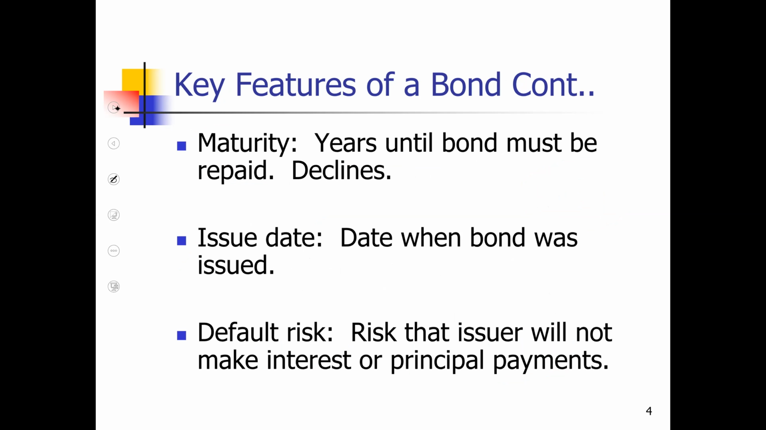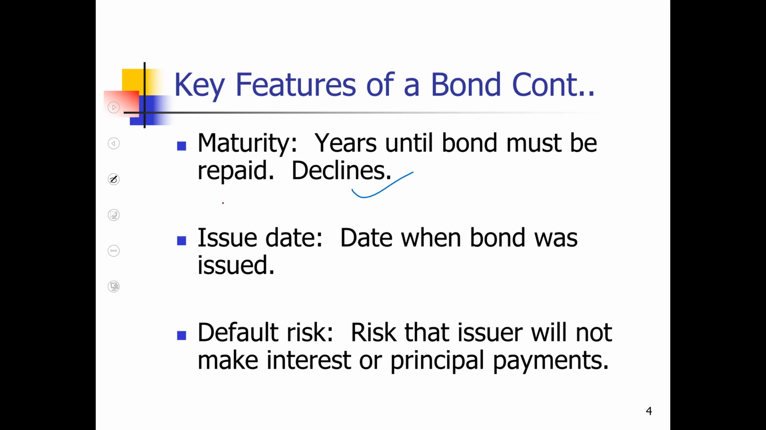The next concept is maturity, which I have already discussed. Then the issuing date, the date when the bond was issued. Then default risk, that means the risk that the issuer will not make interest or principal payments. In our example, the company has promised to pay 1,000 of face amount at the end of the maturity period with 10% interest per annum.